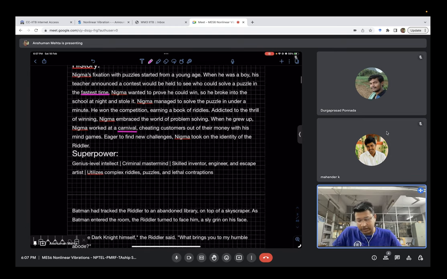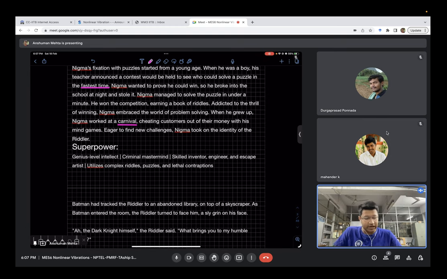So his superpowers are his genius level intellect, because actually he designed the questions in such a way that nobody could solve them. He's a criminal mastermind. Now he is a skilled inventor, engineer, and escape artist. So Batman and all the themes of Batman are actually engineering related only. So that is one more fascinating thing why I wanted to do this.